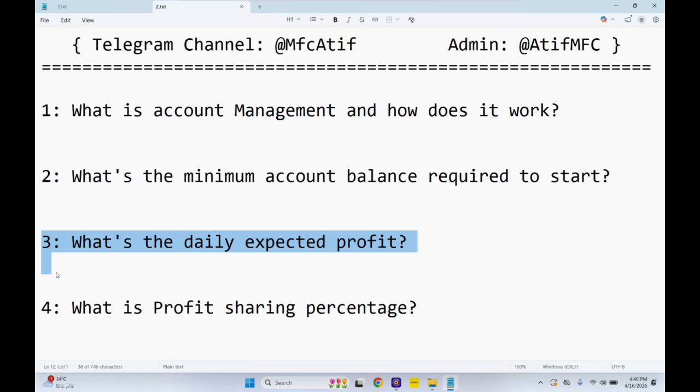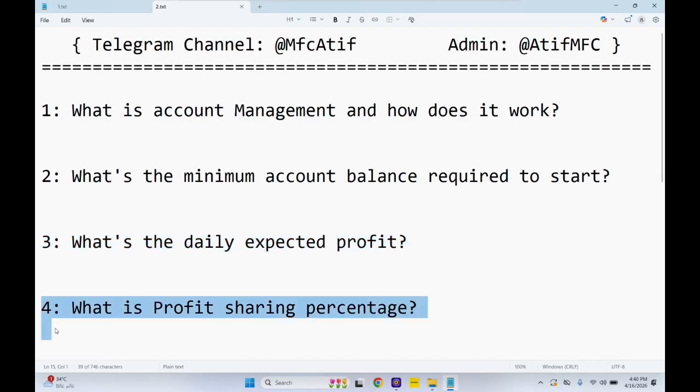If you are expecting big profits, then guys, this account management service is not for you and you can leave it. But if you are happy with small and consistent profits, then guys, this account management service is perfect for you. Question number 4 is what is the profit sharing percentage?